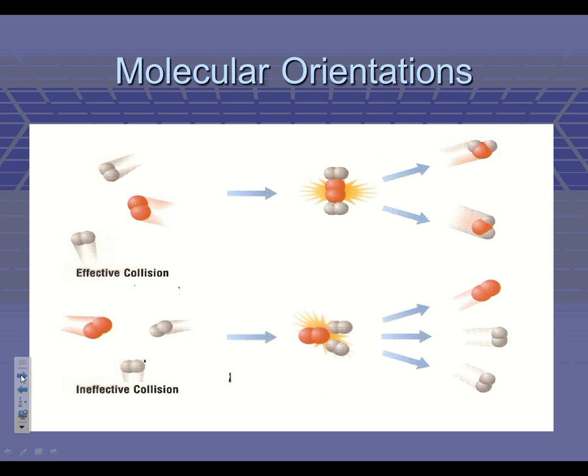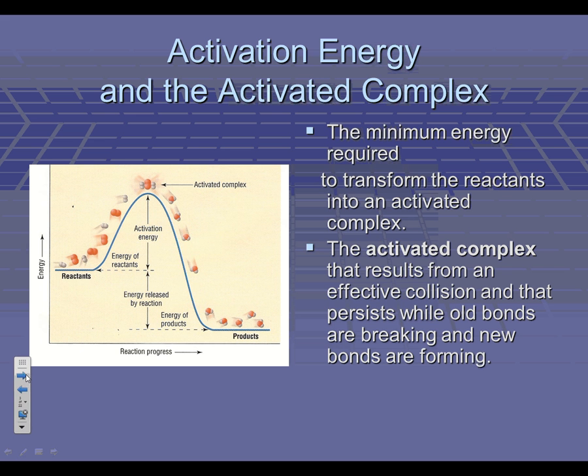So you need to have the right amount of energy and the right orientation to get an effective collision. That's a shortcut from what we were doing. This right here is known as an activation curve. You will need to be able to draw an activation curve. So we're going to talk about different parts. You've got the reactants, you've got the products.